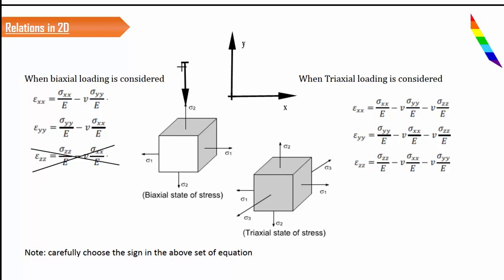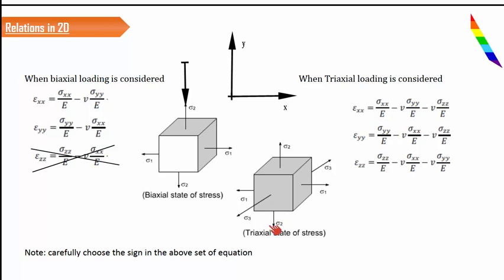This load in the y direction will assist the load in the x direction to increase the length. Try to imagine what will happen when you apply a tensile load in the x direction and a compressive load in the y direction. Obviously, the length in the x direction is going to be more due to the assist from the load in the y direction. So then the sign is going to be plus. That is how you have to understand this.